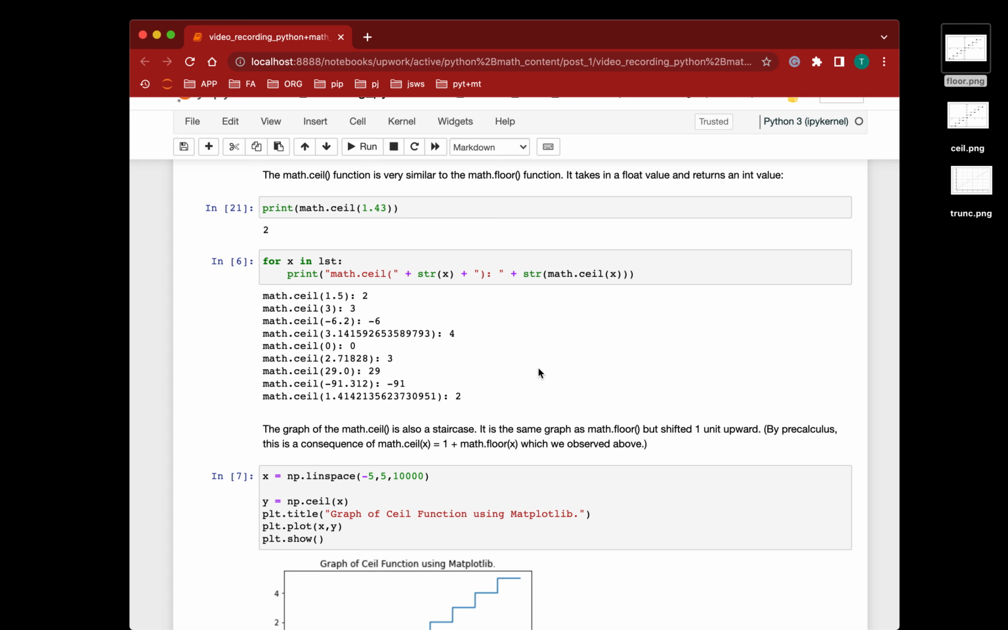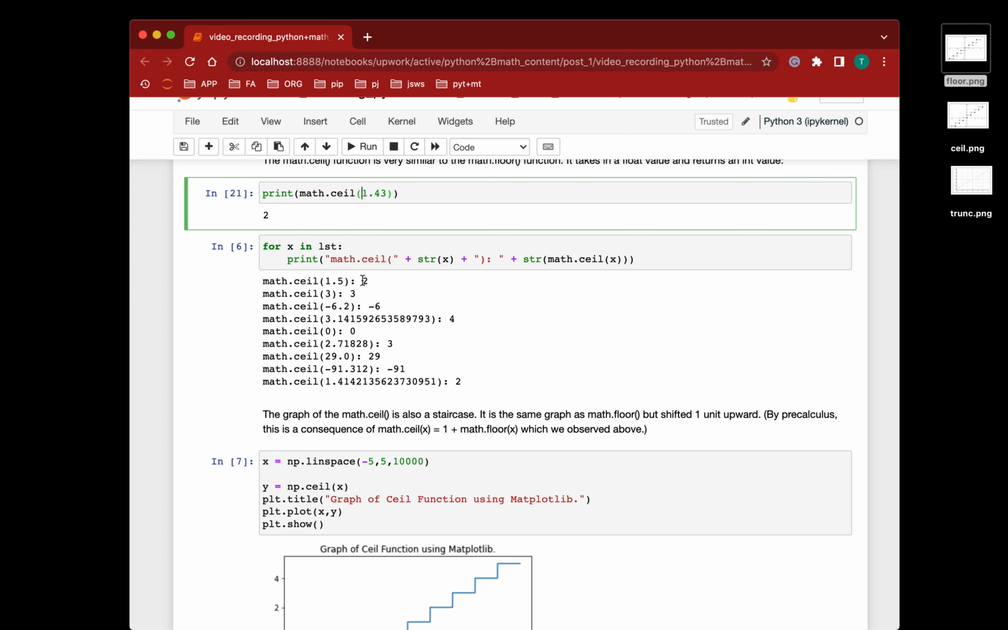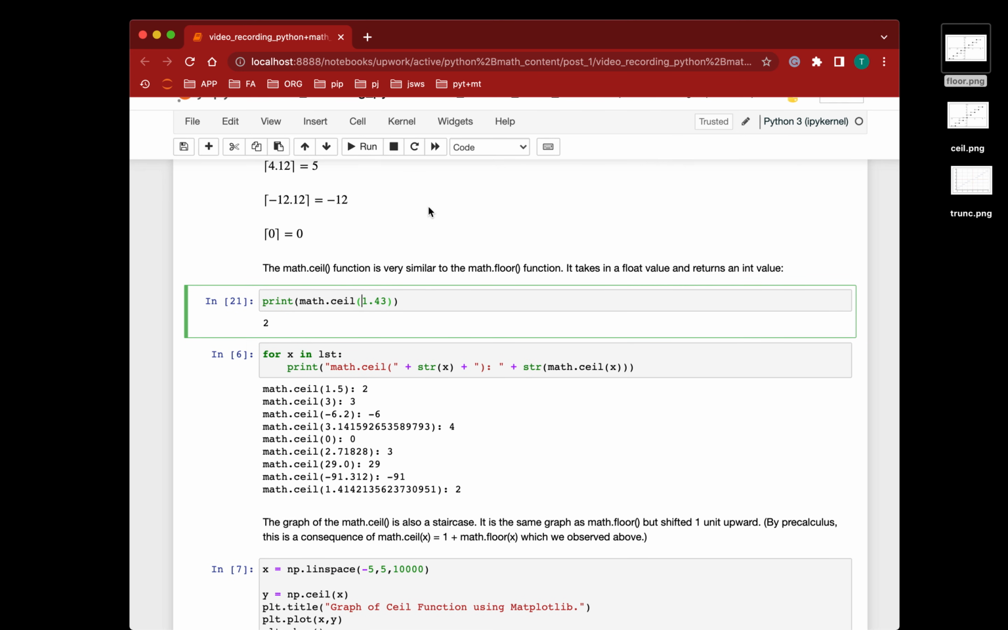So let's quickly go over the syntax for the math.ceil function. As with the floor function, it's quite straightforward. You say math.ceil, and of course you have to import the math library first, as we did for the floor function. Inside the parentheses, you put the number that you want to calculate the ceil of. Then you print it out, and the ceil of 1.43 is 2, so we get the correct answer. We can do something similar for 1.53, negative 6.2, etc. And we see that the results are what we expect from what we just discussed.